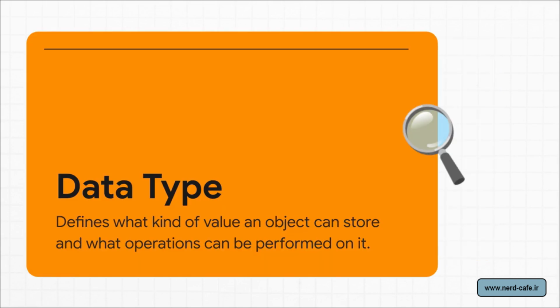So what is a data type, really? Think of it like a job description for your data. It tells Python two crucial things. First, what kind of information is this thing holding? Is it a whole number? Is it text? And second, what can you actually do with it? I mean, you can add two numbers together, but you can't really divide the word hello by two, right? The data type sets the rules.